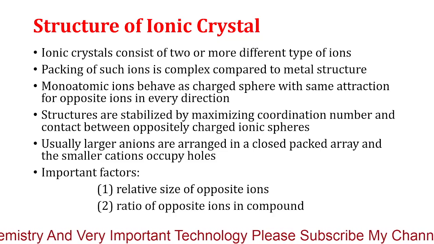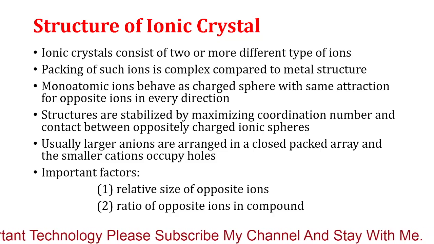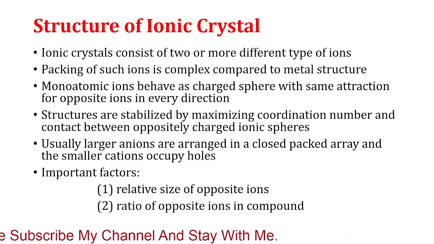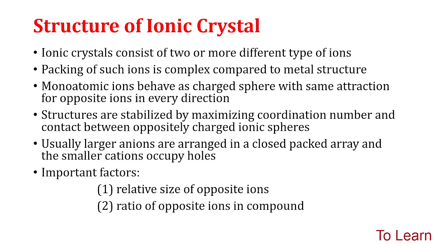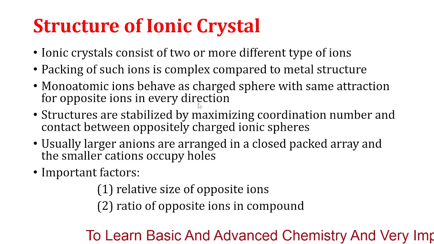Sodium chloride will have sodium atom and chlorine atom. Potassium chloride will have potassium and chlorine. So we will have different types of ions having different sizes. So packing of such ions is complex compared to the metal structure. Monoatomic ions behave as charged spheres with the same attraction for the opposite ions in every direction.